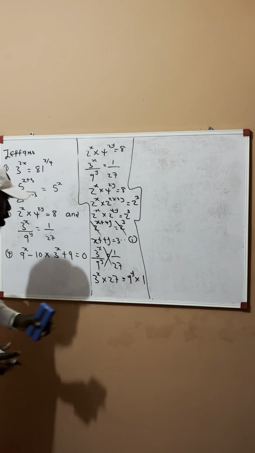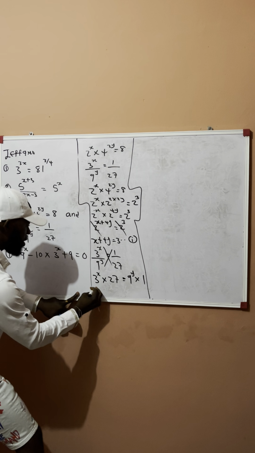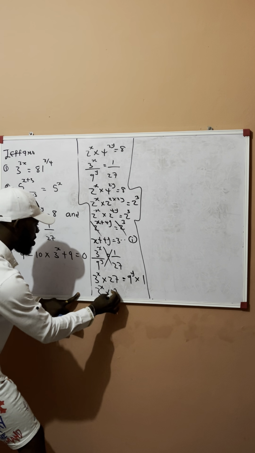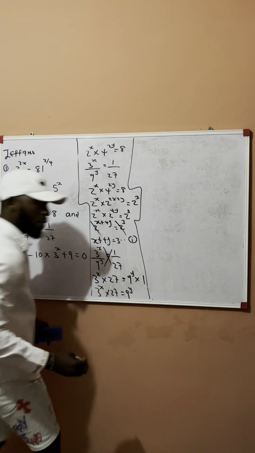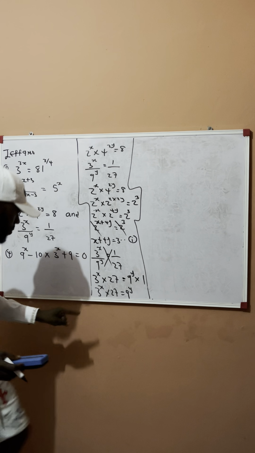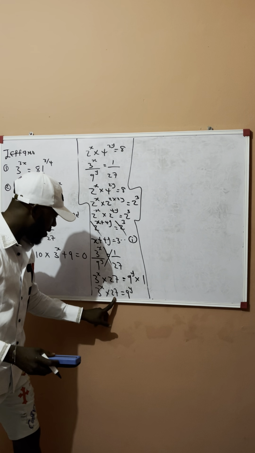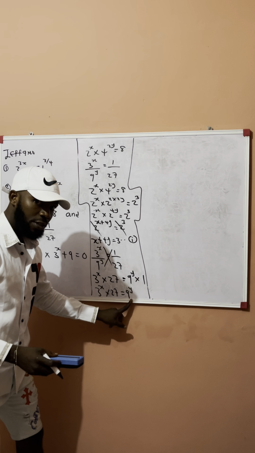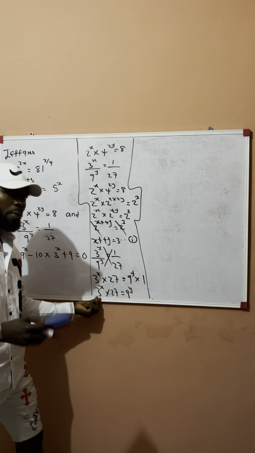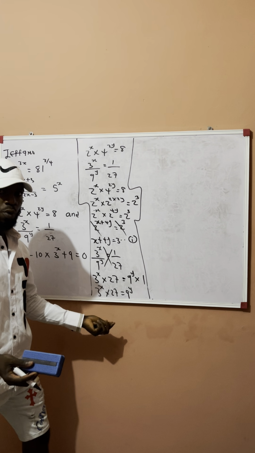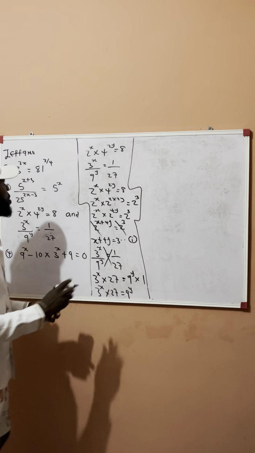We have this. Now what? Here becomes 3 raised to the power x times 27 is equal to 9 raised to the power y times 1, which will also give us 9 raised to the power y. Now let's see. The base is 3, the base is 27, the base is 9. They are different. So we have to bring it to the smallest base. Now the smallest base is 3. How many times are we multiplying 3 to get 27? It was 3 times, because 3 times 3 is 9, and 9 times 3 is 27. So how do you write it in index form? 3 raised to the power 3.